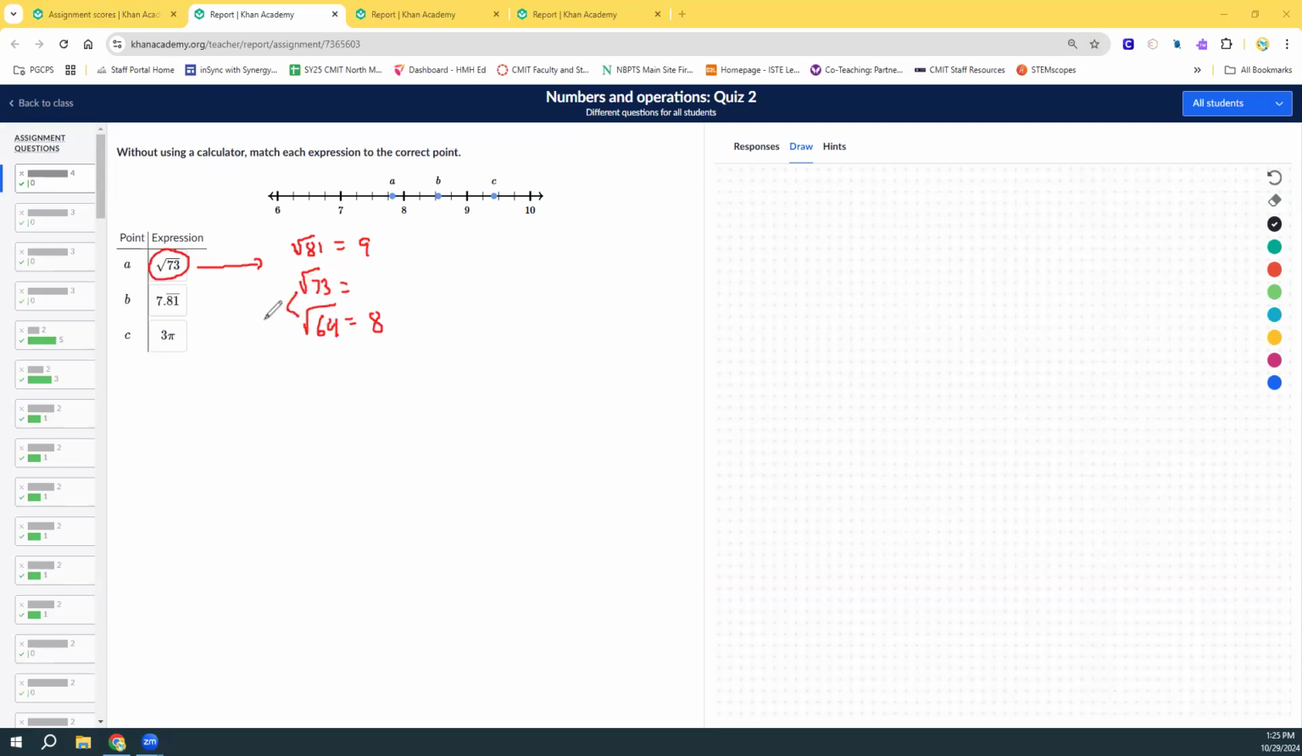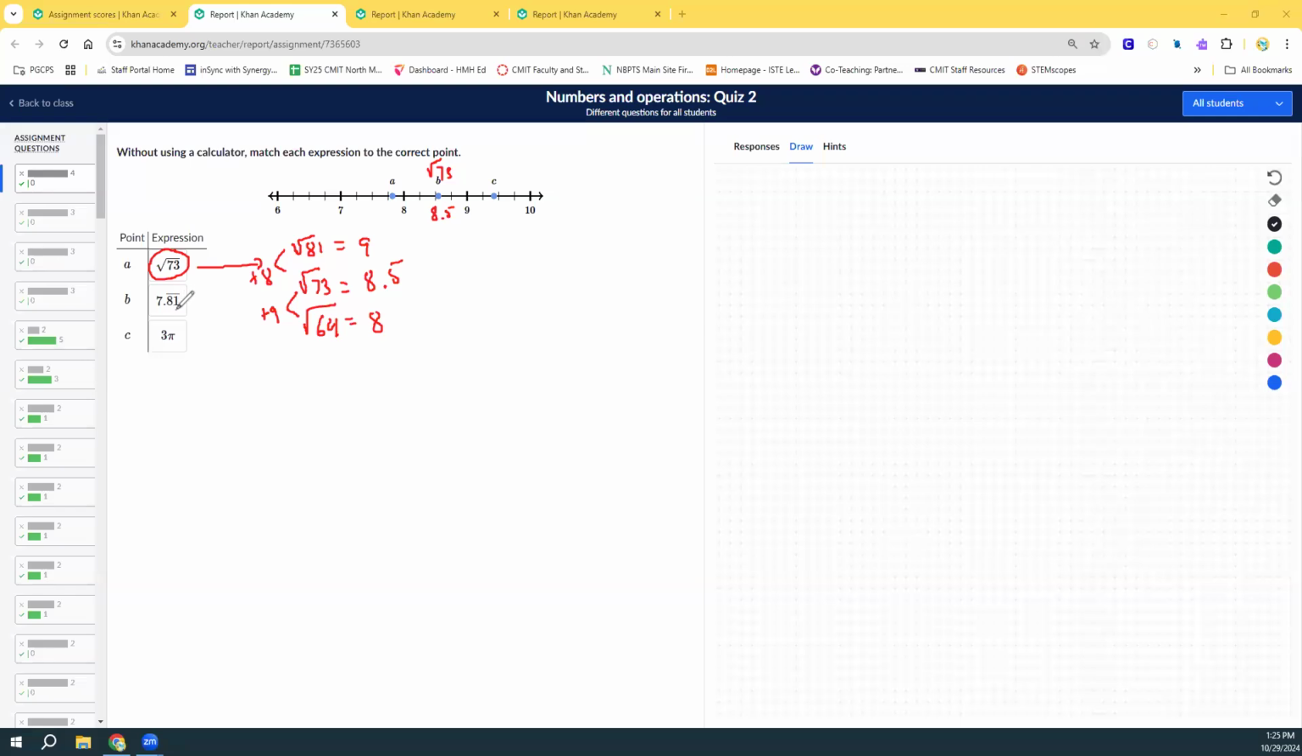64 to 73, that takes 9 to get from 64 to 73. How far does it take to get from 73 to 81? 7, it's like 8. So 73 is almost right in the middle of 8 and 9. So I would say about 8.5. Which one of these is at 8.5? That looks like B. So that's going to be the square root of 73, 8.5.